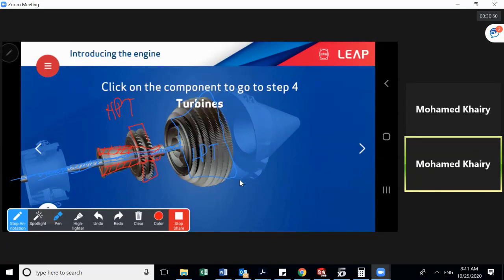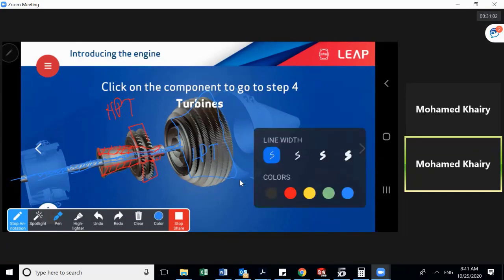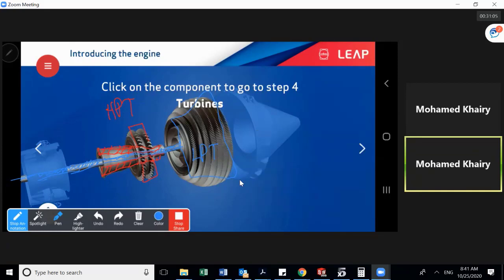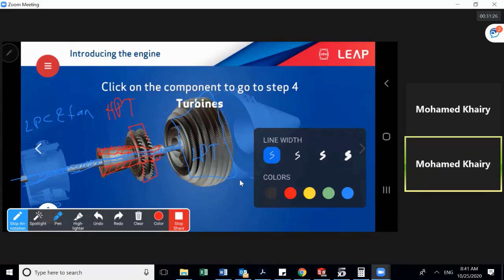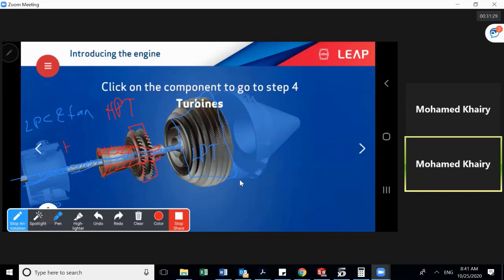Okay? So from the turbine end, you can see that we have the low pressure turbine in the blue color. Okay. And it is connected to the fan. On the other side, you will find the low pressure compressor and fan. Okay? So these are connected together through this inner shaft. And the high pressure turbine is connected to the high pressure compressor through the outer shaft.